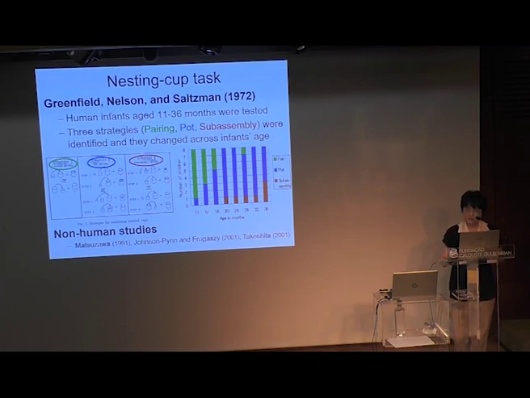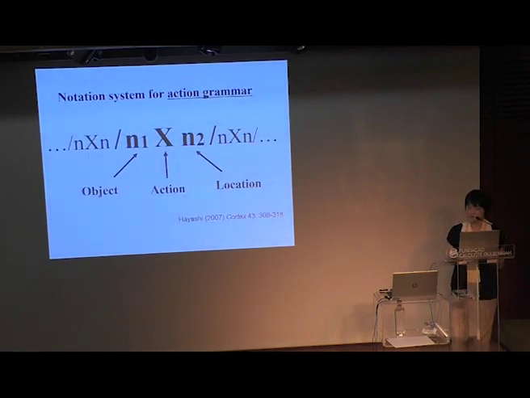However, all of the tested species showed the sub-assembly method, which is thought to be the most complex behavior for human children. All studied subjects showed this type of combination. So I developed a new notation system for action grammar to conduct more precise analysis. The newly invented notation system focuses on three elements in object manipulation: the object, which cup was manipulated; the action, what kind of manipulative action; and the location, where the cup was oriented to, by combining two numerals and one alphabet letter in the middle.